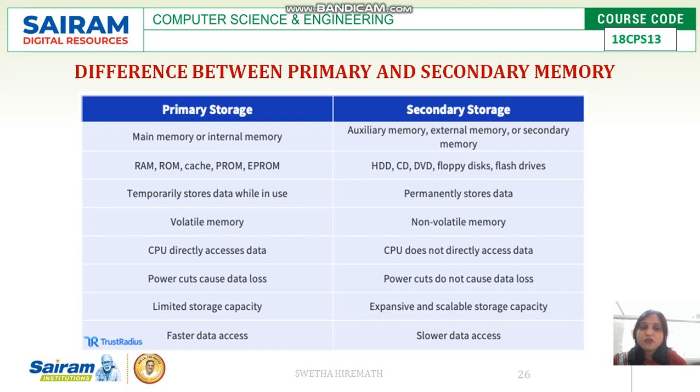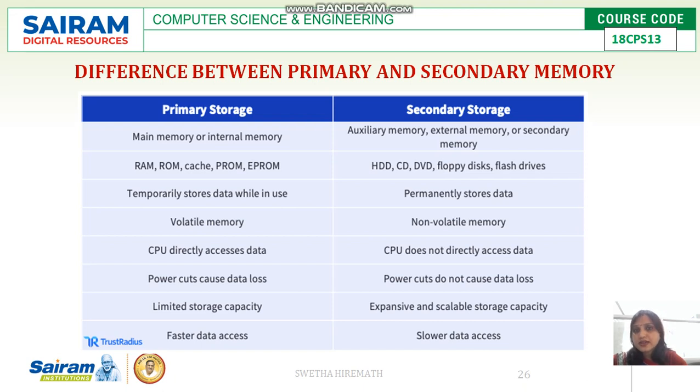Here in primary storage, what happens is it temporarily stores the data. Whenever there is a power off, the data will be erased. Whereas secondary storage permanently stores the data. Whatever data is there, it will be permanently stored. The primary storage is volatile memory. Secondary storage is non-volatile memory. Volatile means when the power switches off, the data will be removed from that particular memory, whereas in non-volatile memory it will always be present in the CDs, DVDs and the secondary storage devices.